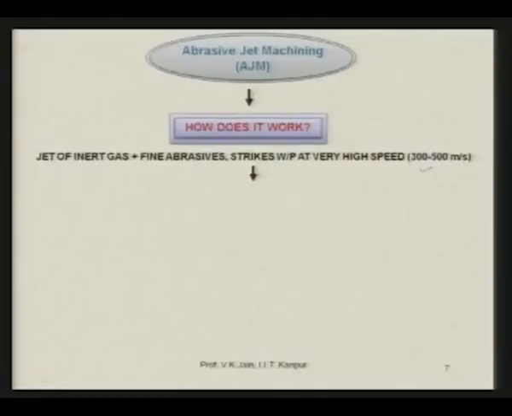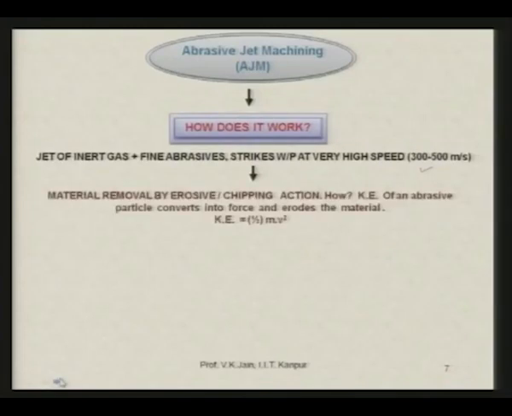with half mv square they hit the workpiece surface, and the velocity with which normally this air abrasive jet moves is somewhere between 300 to 500 meter per second. So, it has huge kinetic energy. So, material removal by erosive or chipping action takes place. Now, the question arises, how does this erosive action take place?